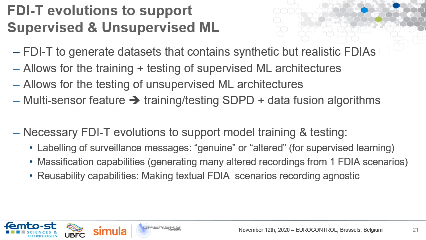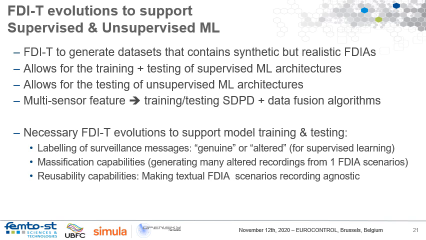So from what I said earlier, FDIT seems to be a pretty good candidate to test FDIA detection models. This would indeed allow to generate datasets that contain synthetic but realistic FDIAs. It would allow for the training of supervised machine learning architectures. It will also allow for the testing of supervised machine learning architectures. And there is the feature of multi-sensors so that we can train and test SDPD and data fusion algorithms.